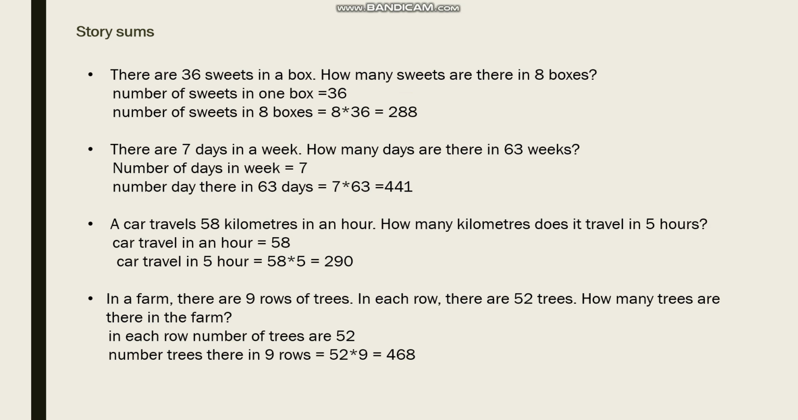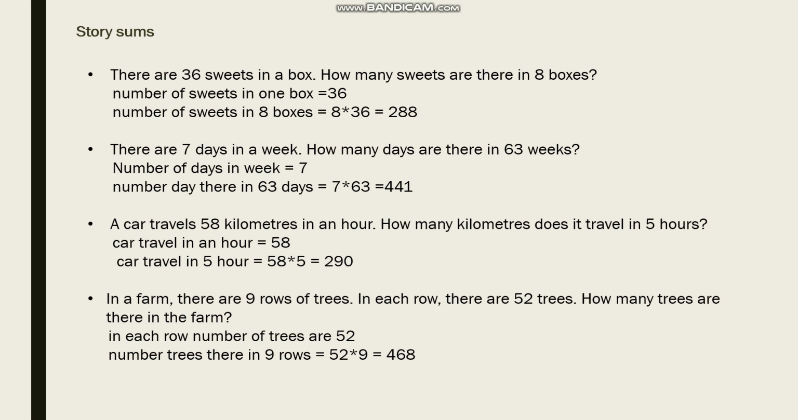So here the number of sweets in one box is 36. They have given that. So we need to calculate the number of sweets for the 8 boxes. What we need to do here? We need to multiply 8 into 36. So you will get 288.